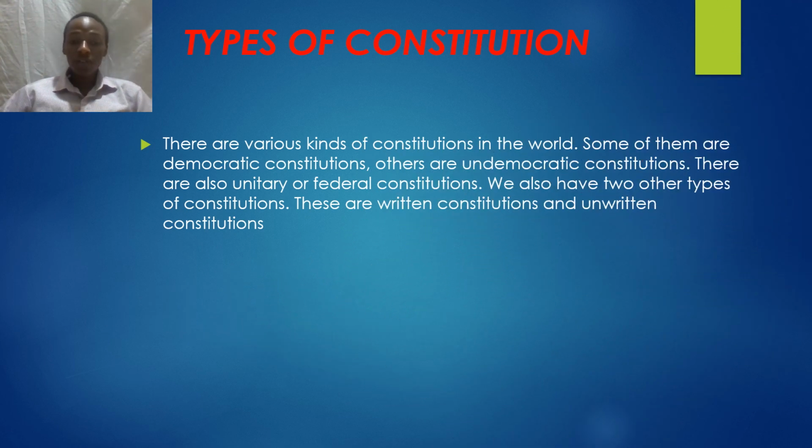There are various kinds of constitutions in the world. Some of them are democratic constitutions, and the others are undemocratic constitutions. There are also unitary or federal constitutions. We also have other types of constitutions: the written constitution and the unwritten constitution, and these are the two main constitutions widely known.